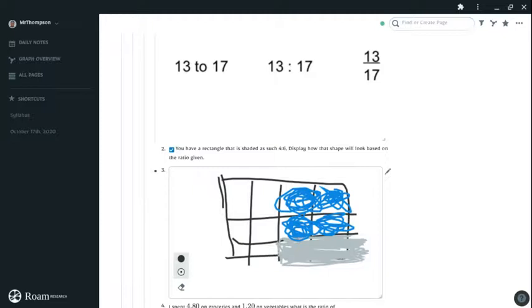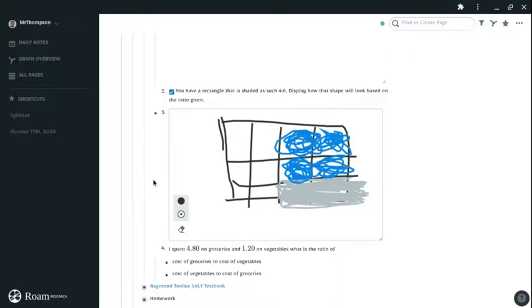Right? Now let's go into the hardest question. Even though this was very hard for me to draw. We have another hard question to go through. Question 4, question 3 really, says that I spent $4.